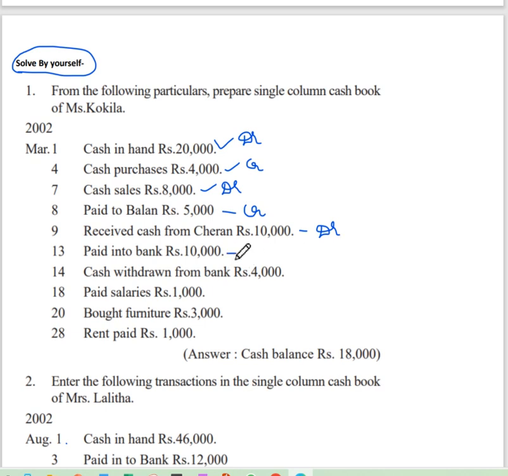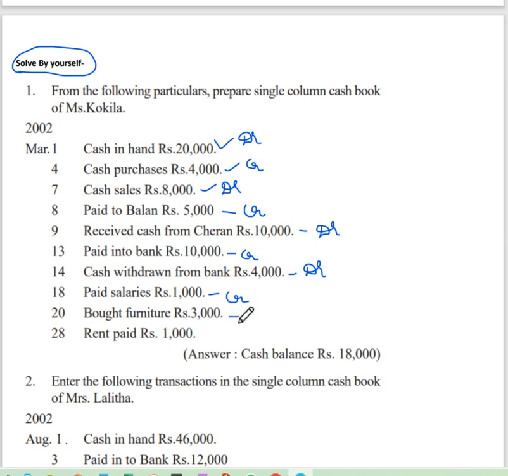Paid into bank. We have paid the cash to the bank. So now it's a credit side item. Cash withdrawn from the bank. We have withdrawn the money from the bank. It's a debit side item. Paid salaries. We have paid the salaries. It's a credit side item.